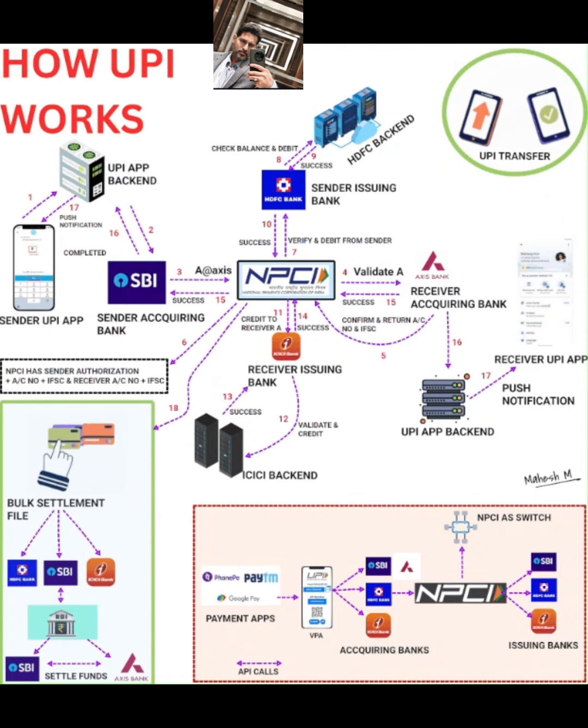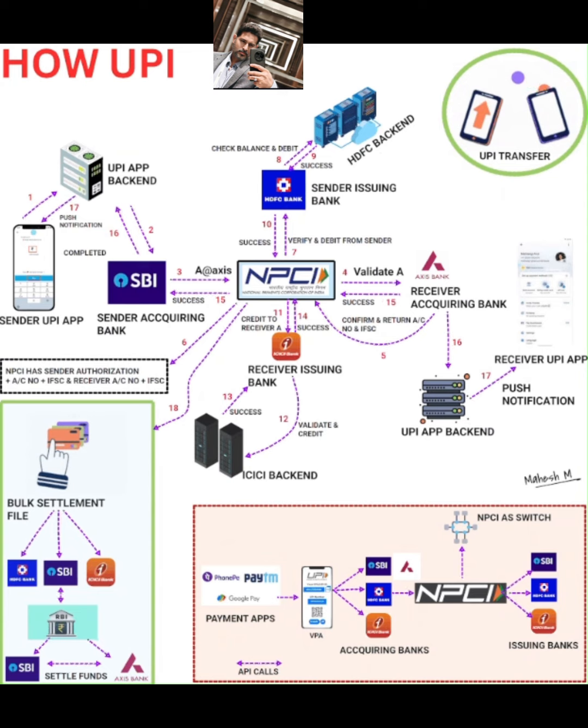Now, let's follow the flow of a typical payment, step by step, using the numbers on the diagram. It all starts with the sender opening their UPI app and initiating a payment. The sender's UPI app talks to the sender acquiring bank. The sender acquiring bank sends a request, often called an API call, to NPCI. This request includes details like the amount and the receiver's UPI ID, VPA, virtual payment address.